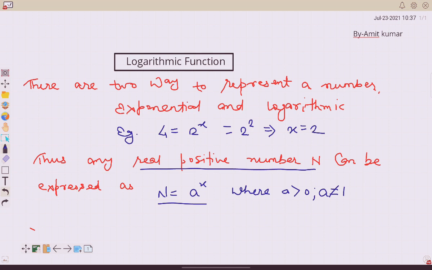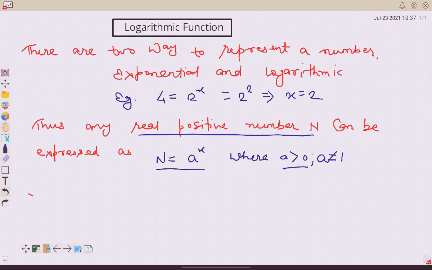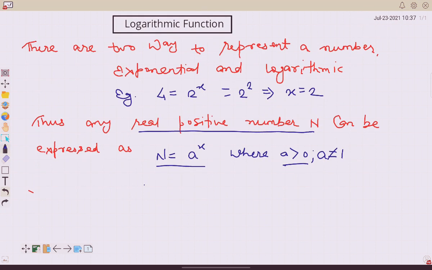Any real positive number can be expressed as n is equal to a raised to the power x. Two conditions would be there. First, a should be greater than 0 and a is not equal to 1. So n is equal to a raised to the power x is called exponential presentation.